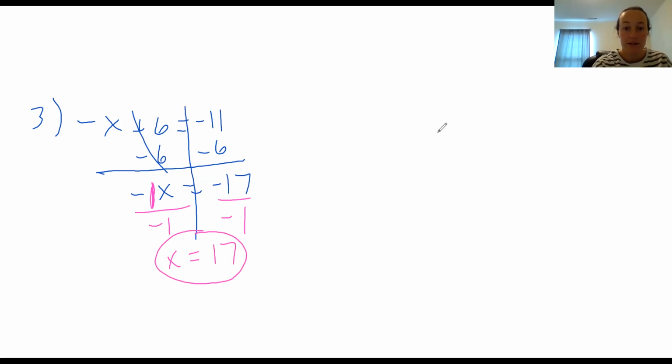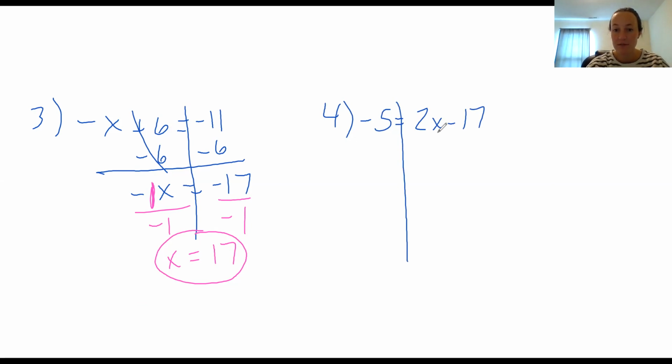All right. Last example that I'm going to walk through with you guys. So negative 5 equals 2x minus 17. I'll give you a second to write that down. Okay. Staying organized, drawing my line through the equal sign. So a little different, x is on the other side. That doesn't matter. We're still going to solve it like we normally do.